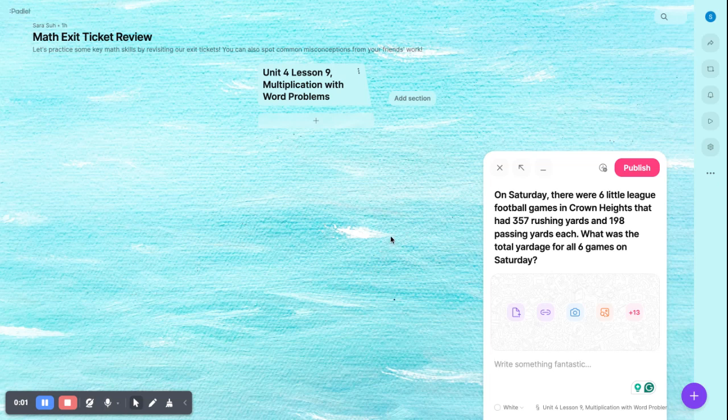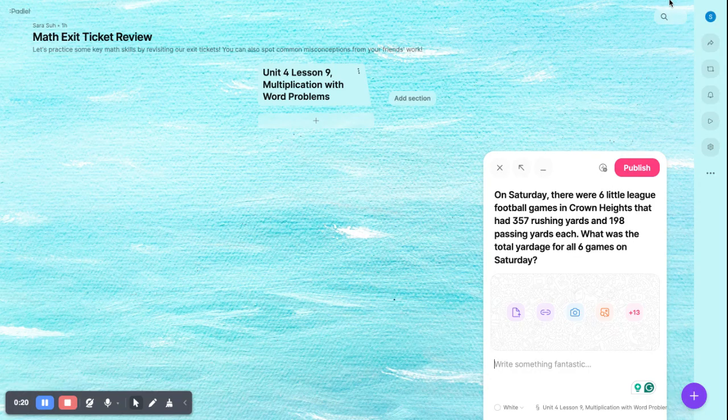Hello, fourth grade mathematicians. Let's go over Unit 4, Lesson 9, Exit Ticket. On Saturday, there were 6 league football games in Crown Heights that had 357 rushing yards and 198 passing yards each. What was the total yardage for all 6 games on Saturday?